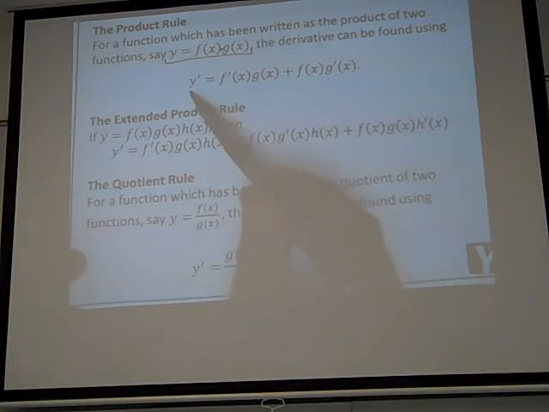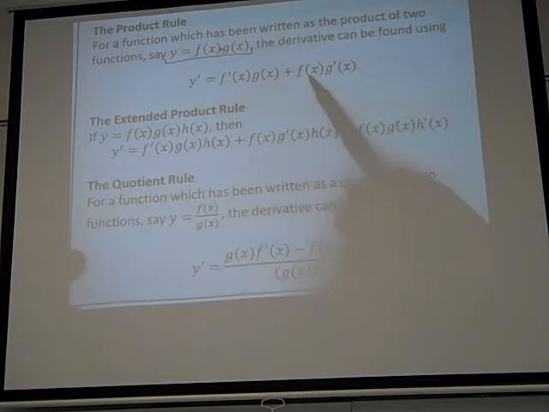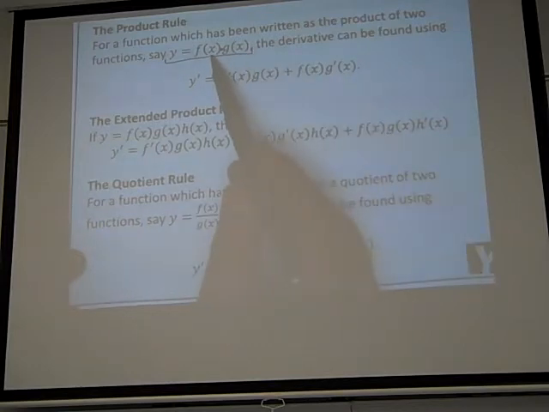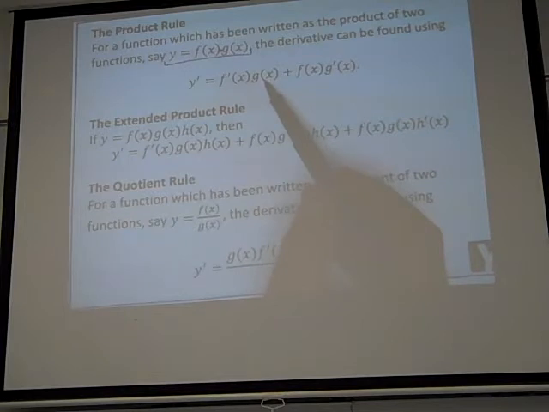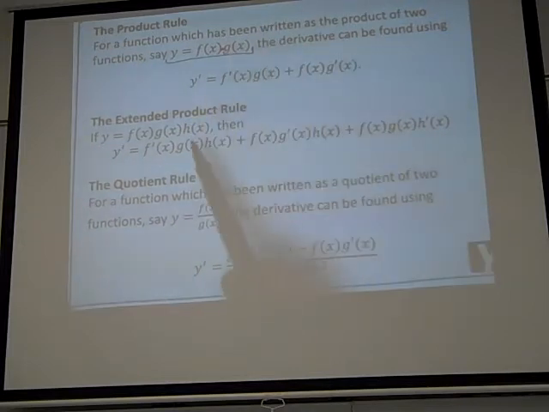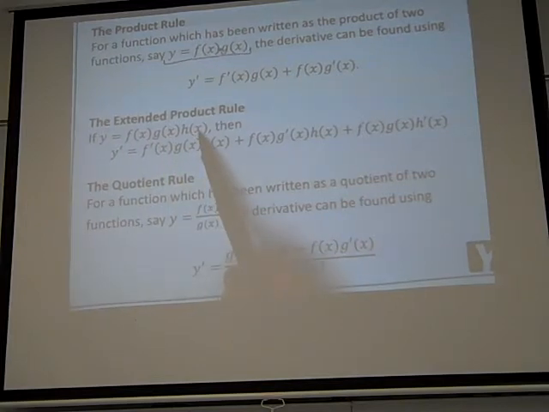So the product rule says the derivative of a product is the derivative of the first times the second plus the first times the derivative of the second. One more time. If I have two functions being multiplied together here, then the way I take the derivative is it's the derivative of the first function times the second function plus the first function times the derivative of the second.